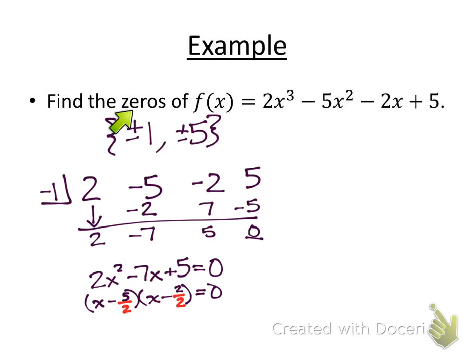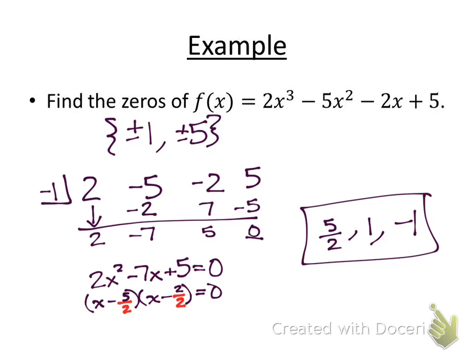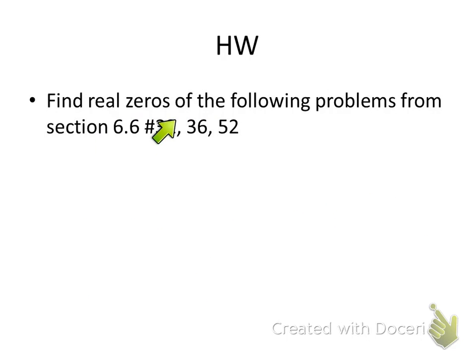Because I'm trying to find zeros, technically I don't have to complete the bottoms-up method. I can just realize that 5/2 is going to make this parenthesis 0, and 1 is going to make this parenthesis 0. So my answers are 5/2, 1, and then the original negative 1 that I tried from the beginning. I want you to do 3 problems in section 6.6: 32, 36, and 52.